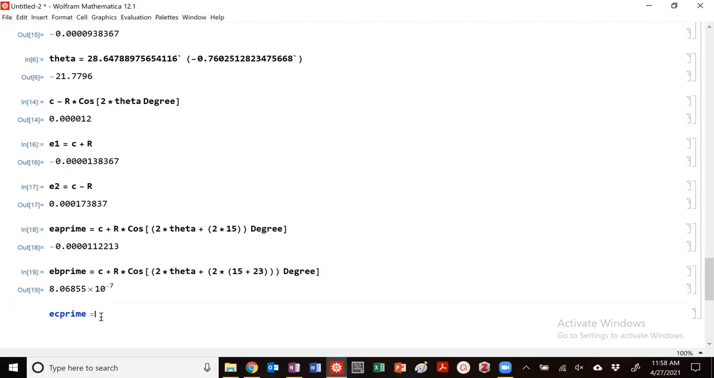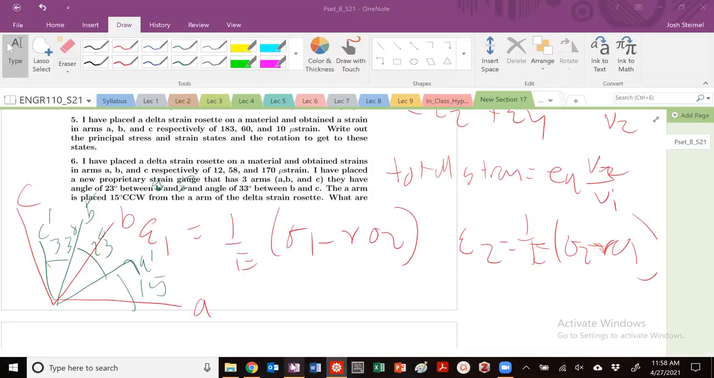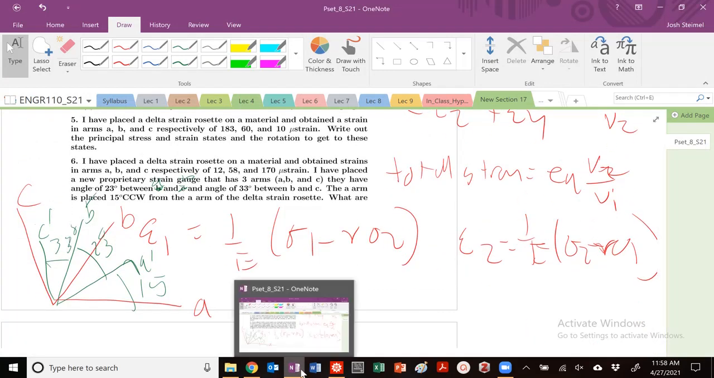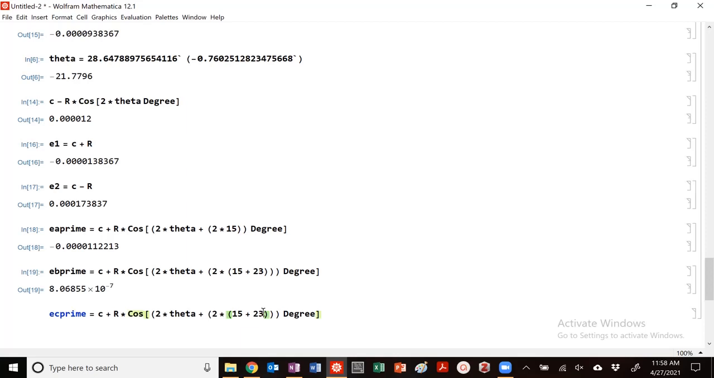So let me just redo this here, do this one here, and now our EC prime is just going to be the same expression. But now, as we can see here, we are rotating an additional 33. So 15 plus 23 plus 33, and there we go. That's essentially the answer that we're going to grab there.